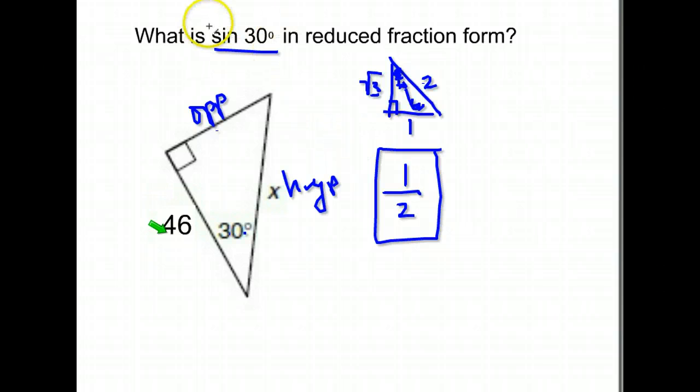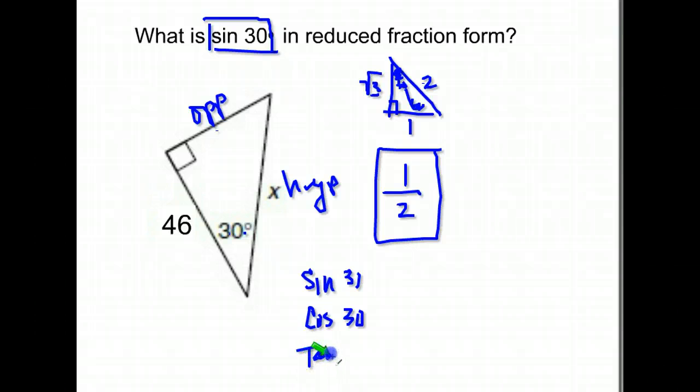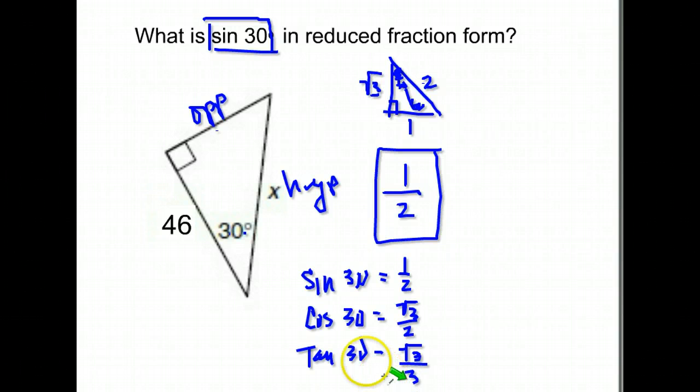Okay, instead, hopefully you used your notes where you have written down what the sine of 30 is, the cosine of 30 is, and what the tangent of 30 is. Just as a review, the sine of a 30-degree angle is 1/2. The cosine of a 30-degree angle is the square root of 3 over 2. And the tangent of a 30-degree angle in simplest form is the square root of 3 divided by 3.